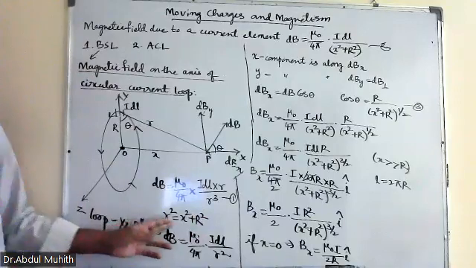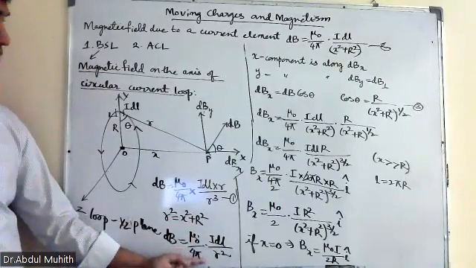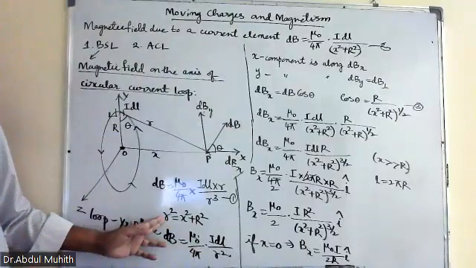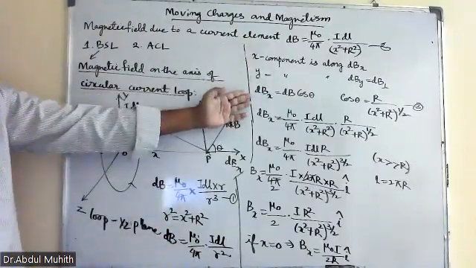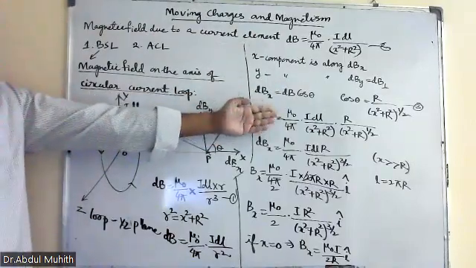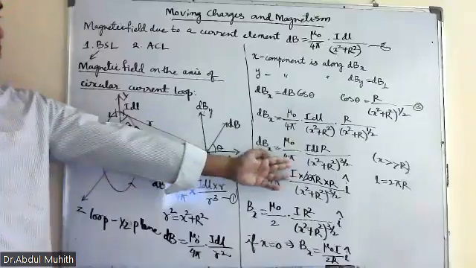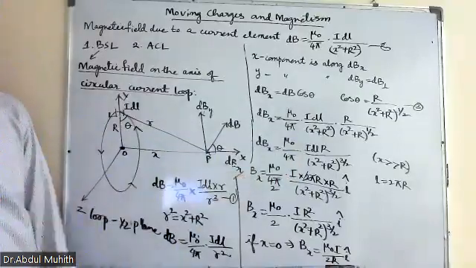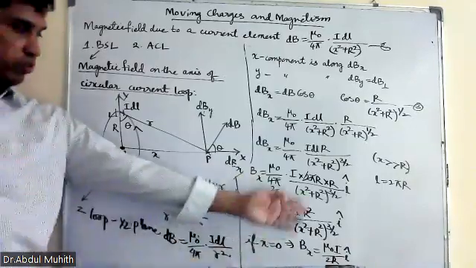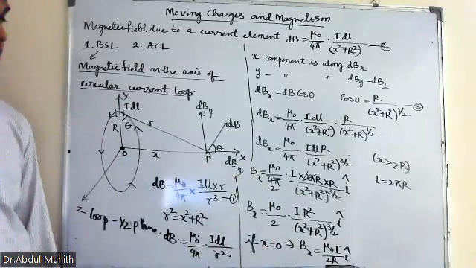r² is equal to x² + r². Now I into dl divided by r² will be left. Just substitute that value of r². We have two components: dBx is equal to dB cos θ, where θ is the angle here. dBx is equal to μ0 by 4π I dl, and you substitute cos θ there, then we get (x² + r²) whole to the power of 3 by 2. Now this is the total value: μ0 by 2 I r² divided by (x² + r²) whole to the power of 3 by 2 into I cap. If x is equal to 0, Bx is equal to μ0 I by 2r into I cap. Is that clear?